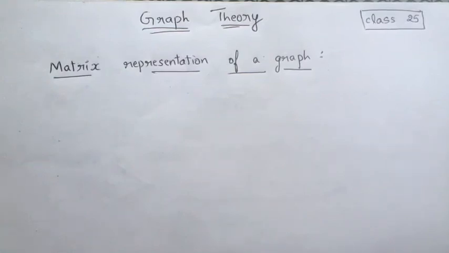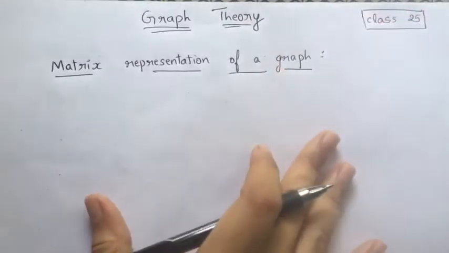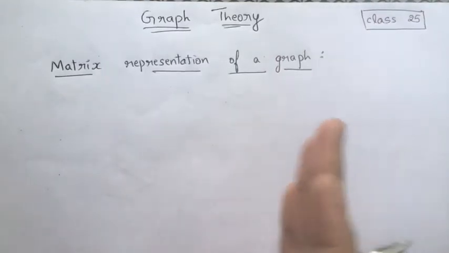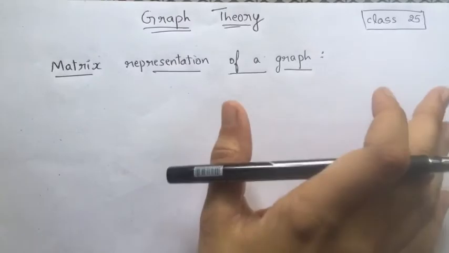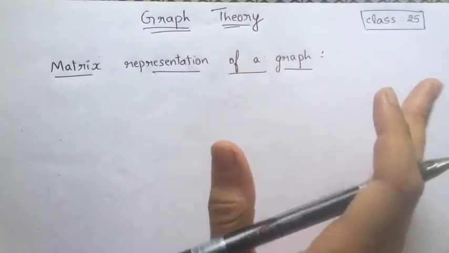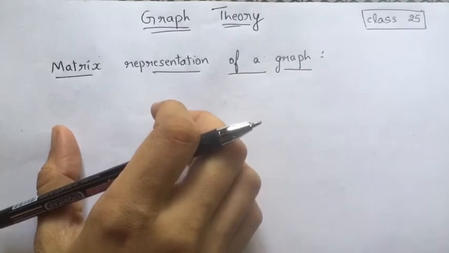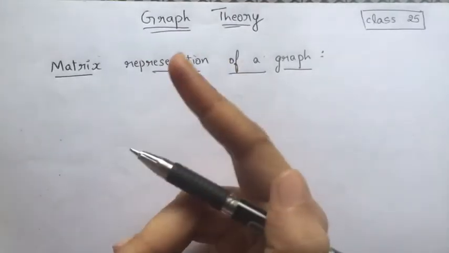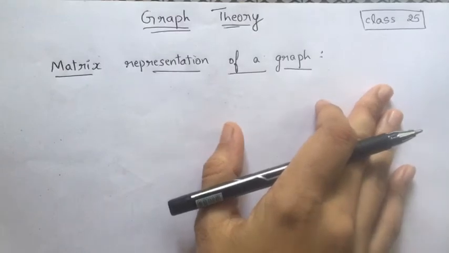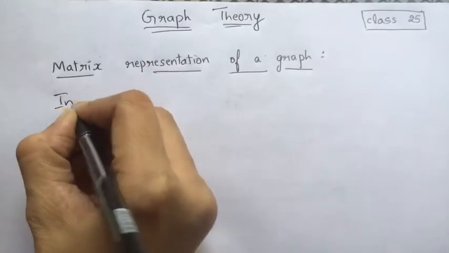In this video, I'm going to mention matrix representation of a graph. We know how to represent a graph geometrically. Now, for that geometric representation, we write the matrix for the particular graph. So, we can represent a graph by using a matrix, and we can write different matrices for a particular graph. So first matrix is the incidence matrix.